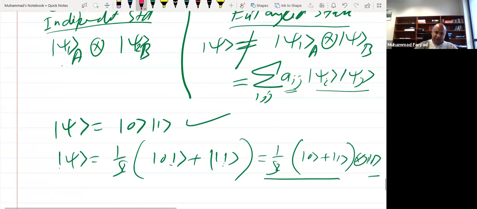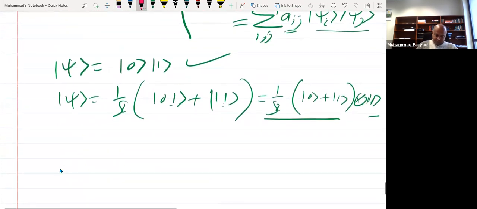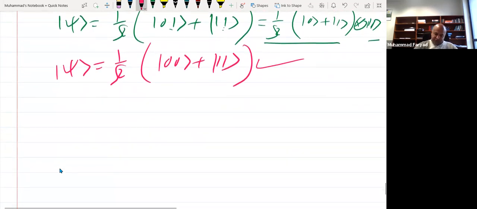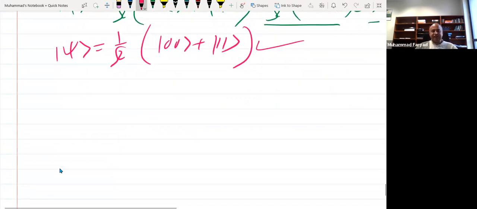But let's take another example. Suppose this. And we saw a circuit to prepare this state. This I cannot write as a product of two individual states. So this is the entangled state. All right. So we saw a circuit to prepare such Bell states yesterday.